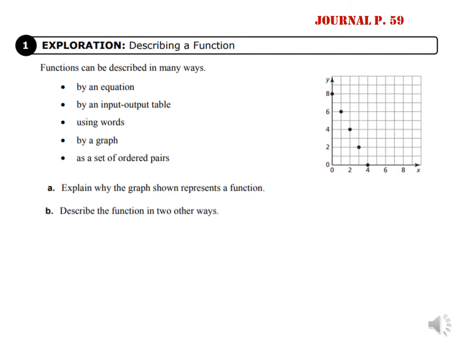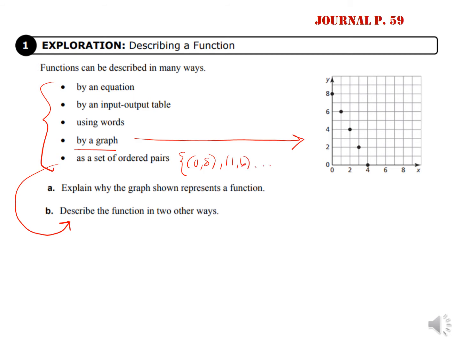Okay, so on page 59 in your journal, they're going to have you describe a function. And I'm going to do these things a little bit out of order. The first one I'm going to give you is the graph. And they didn't provide that, but I'm providing it here. So when you're looking at it, we can describe it by a graph. We can describe it as a set of ordered pairs. And this could be one of our ways that we describe it down here. So I could say, okay, I have 0, 8, and I have 1, 6, okay, and continue on. I could use words: for every one x I go up, I go down 2 y's.